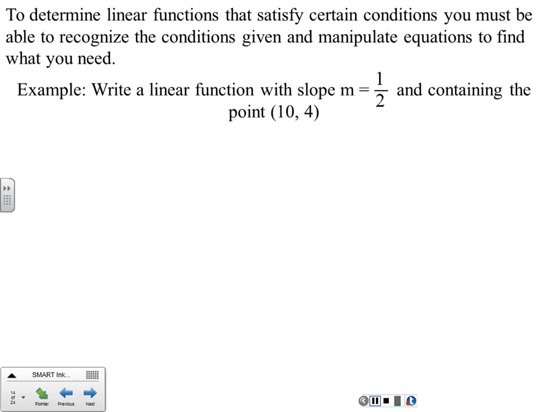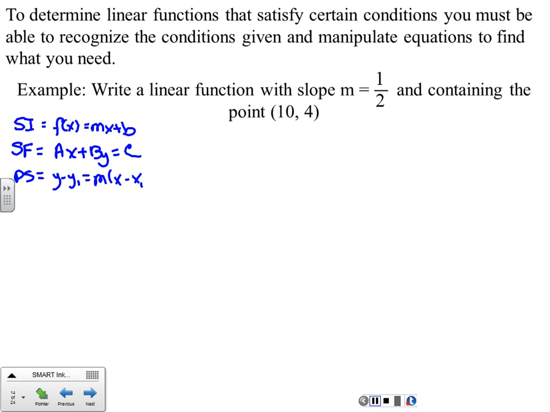So again, slope-intercept form. Of course we are talking about functions, so you have f of x is equal to mx plus b. You have standard form, which is ax plus by is equal to c. And then you have point slope form, which is y minus y1 is equal to m times x minus x1. All of these you need to have in your brain. Okay? So, when I ask you to write a linear function, I'm asking you to write a linear equation in functional notation, of course, okay?